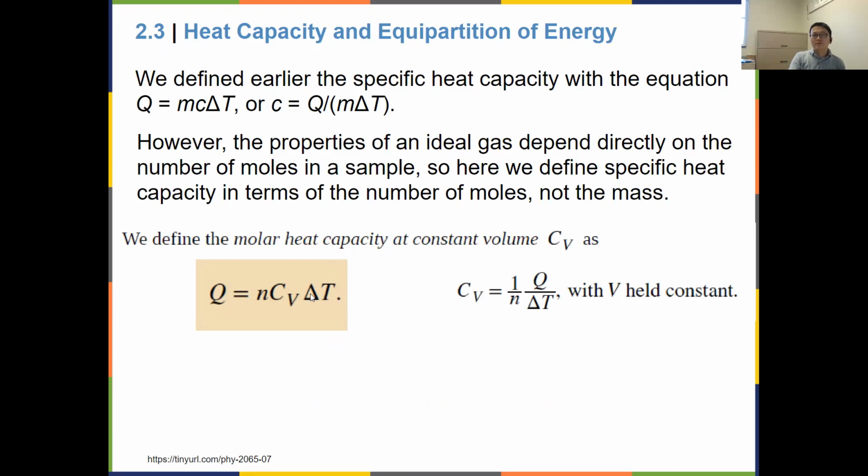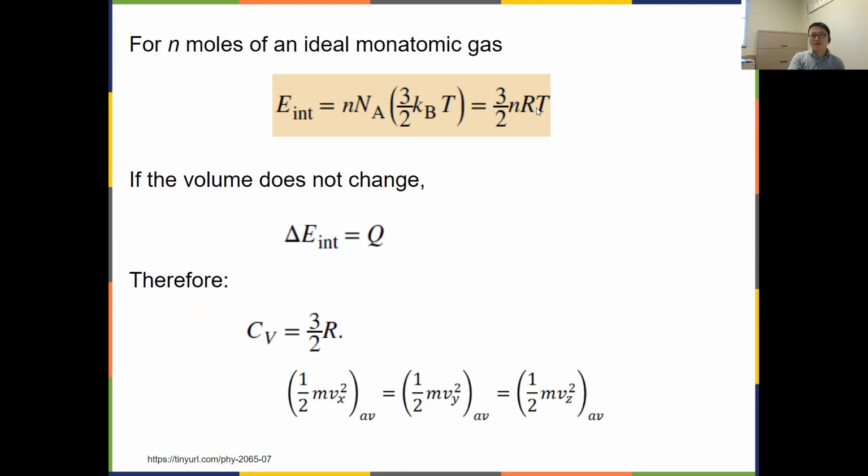So Q equal to n C_V delta T, right? So n C_V delta T equals the internal energy, which is 3/2 nRT. You can write this down and easily derive it, right? So delta E internal will be 3/2 nR delta T, equals the Q, which is n C_V delta T. So n cancels, and then C_V will be just equal to 3/2 of R, okay?